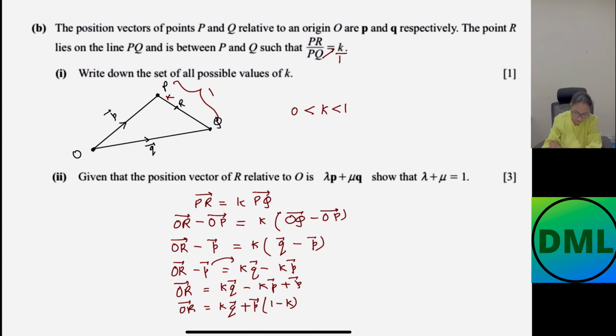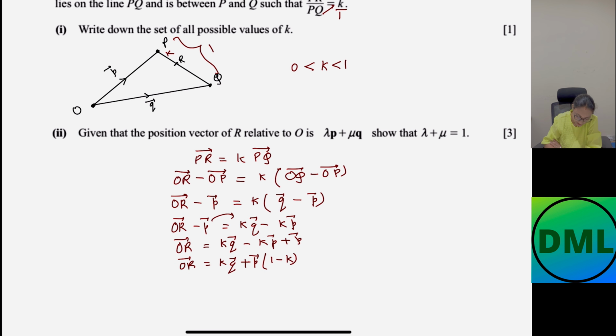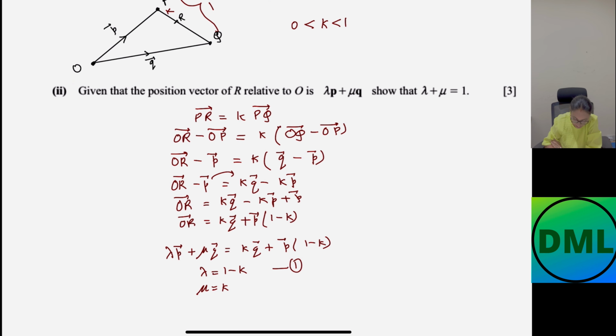This OR vector is equal to lambda P plus mu Q. Let's substitute this on the left hand side. Lambda P plus mu Q vector is equal to K times Q plus P times 1 minus K. I have vector P and vector Q on both sides. For vector P, the left hand side is lambda and the right hand side is 1 minus K. I can equate both of them. Lambda is equal to 1 minus K. This is my first equation. Let's equate the Q vector. Mu is equal to K. This is my second equation.